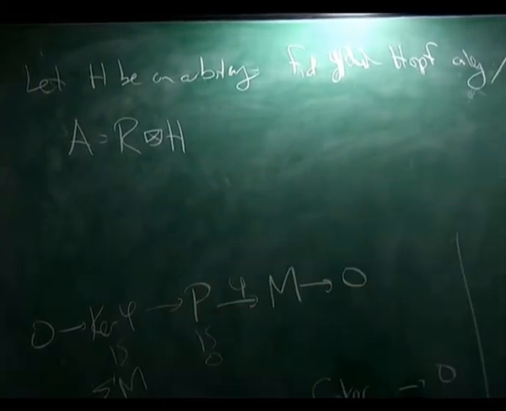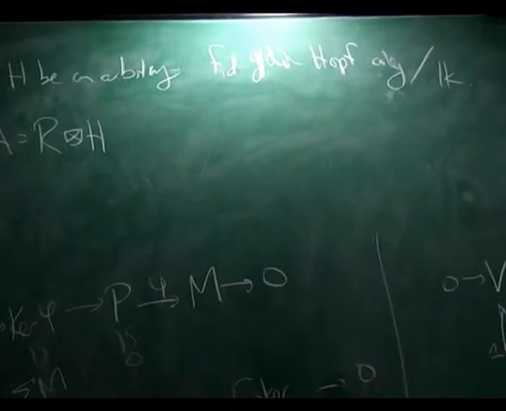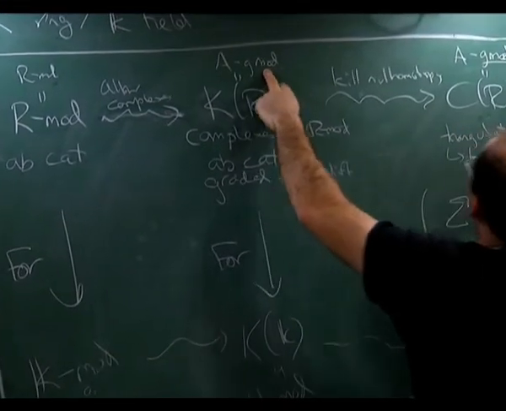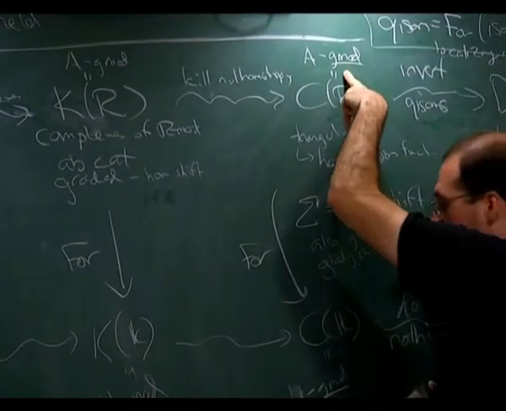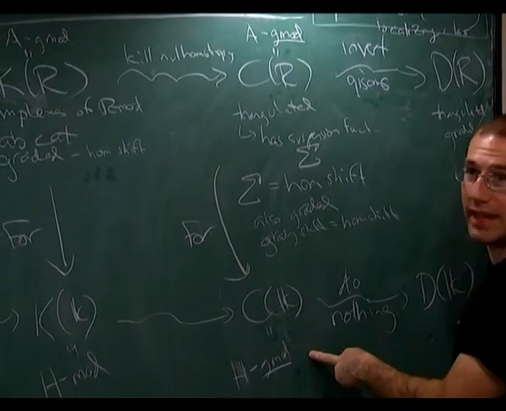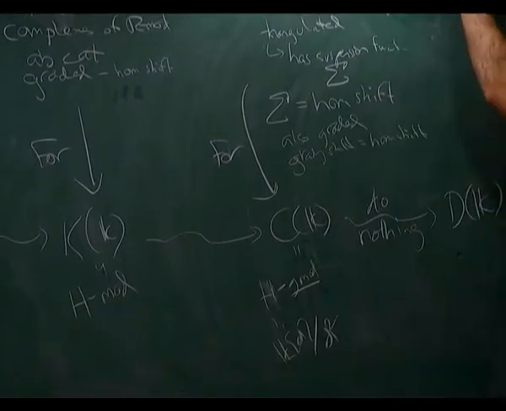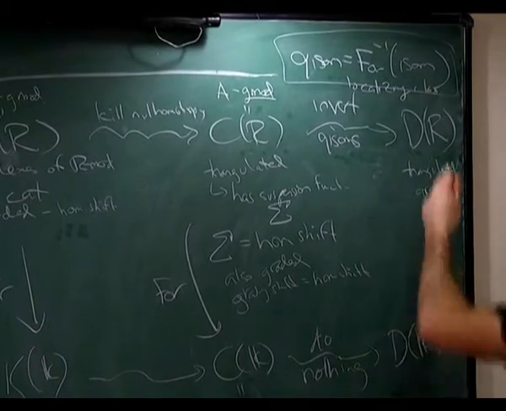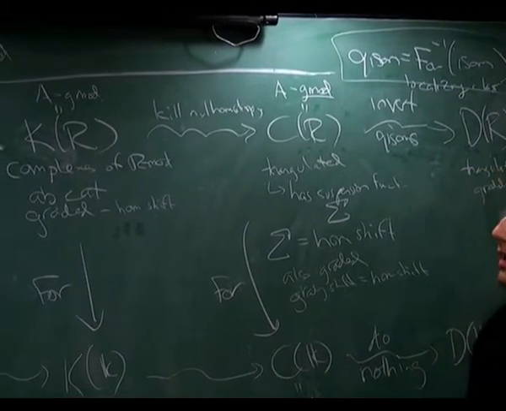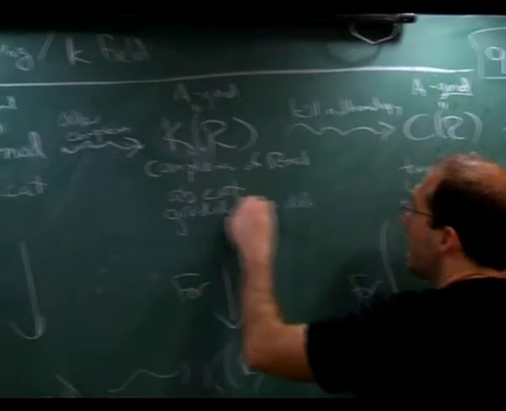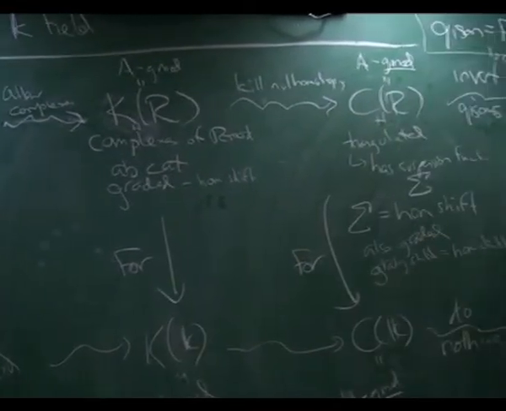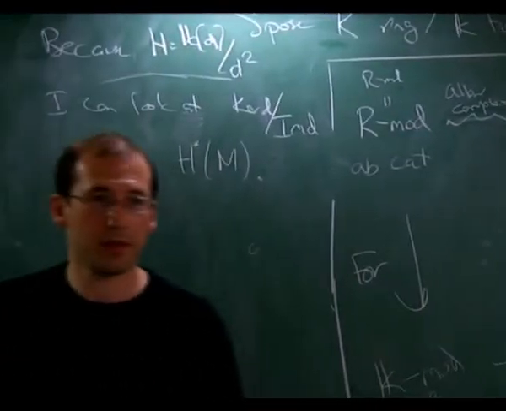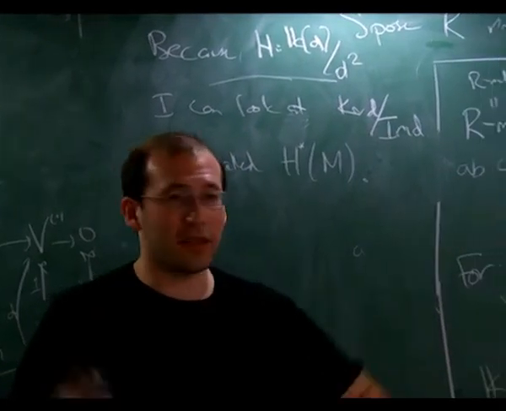And we can repeat this entire top half. So we have R modules, A modules, A graded modules. We can look at the forgetful functor to H modules. We can take the class of quasi-isomorphisms, which forms a localizing class in general, and then we just invert them. I'm going to call all these things KH of R, CH of R, DH of R, just to indicate that they depend not only on the original ring, but also on our choice of Hopf algebra.